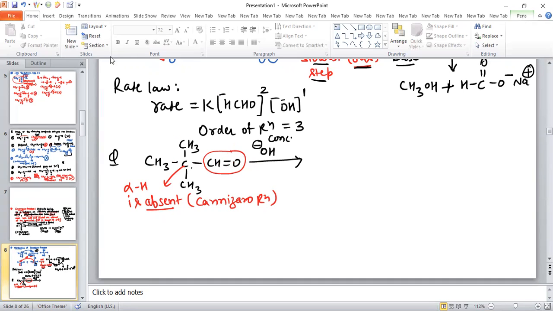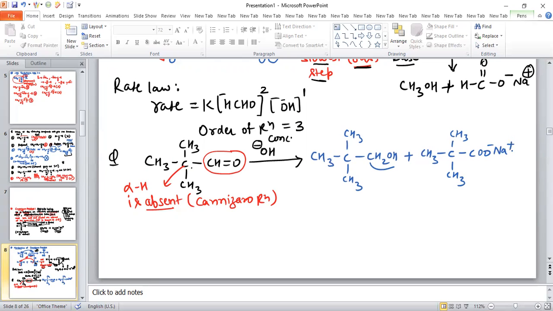So the product will be like this. Because alpha hydrogen is absent, the reaction is Cannizzaro. CH3, and this aldehyde gets reduced into alcohol, and also this is CH3, this is CH3, and this gets oxidized into carboxylic acid. So one product is alcohol and one product is carboxylic acid. Because alpha hydrogen is absent, the reaction given by this is the Cannizzaro reaction.